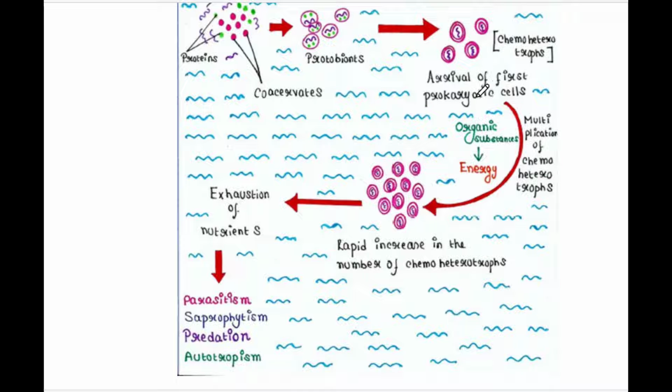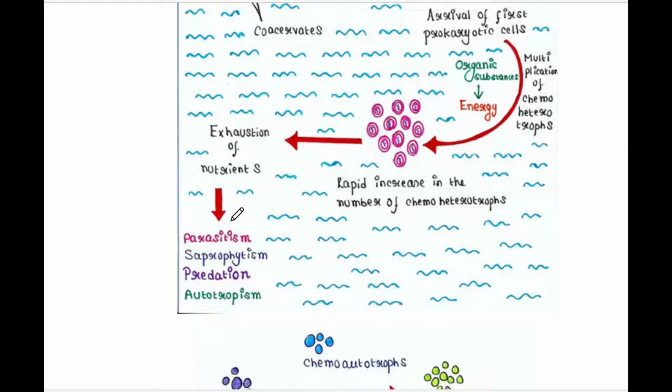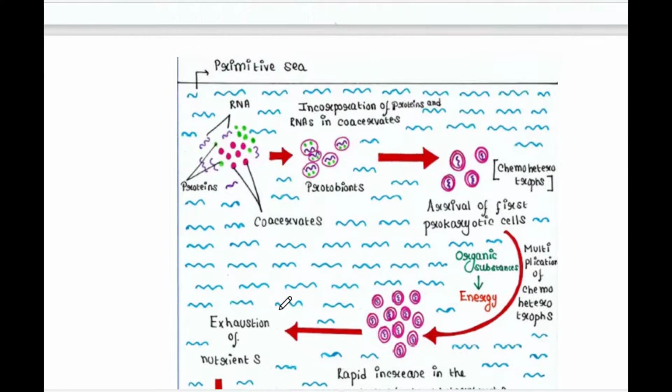These first cells, like these chemoheterotrophs, multiplied rapidly with an enormous supply of dissolved nutrients. Once they increased in number, they used all available substances from the sea. And what happened then? The nutrients began to disappear and gradually exhausted. This led to the evolution of several other modes of nutrition such as parasitism, saprophytism, predation and autotrophism. Let's see the text.